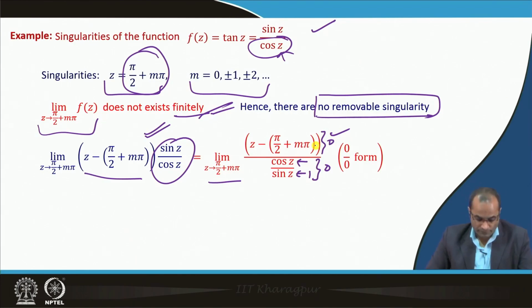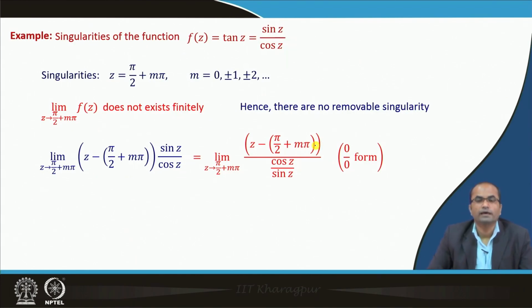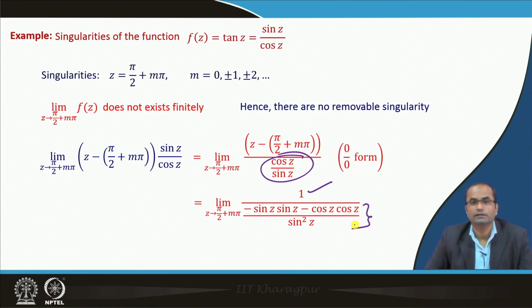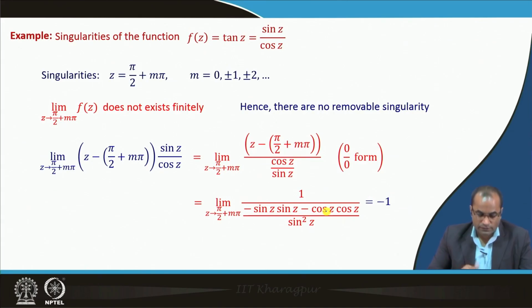So we have this 0 by 0 form, and therefore we can apply L'Hopital's rule and see what comes out. From the numerator we are getting 1 when we differentiate, and the differentiation of cos z over z, by the quotient rule, gives this expression. When z goes to pi by 2 plus m pi, we observe that this is going to be 1, and then here we have 0 and then again 1 there. So minus 1 is the value of this expression. That means this limit now exists finitely. We have the number minus 1.